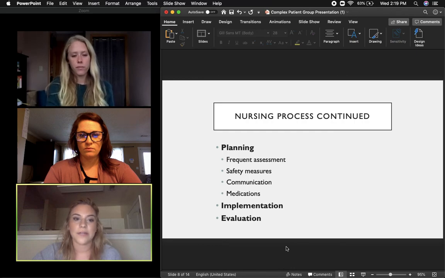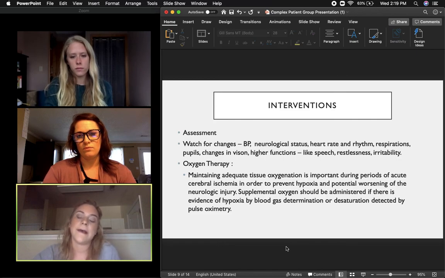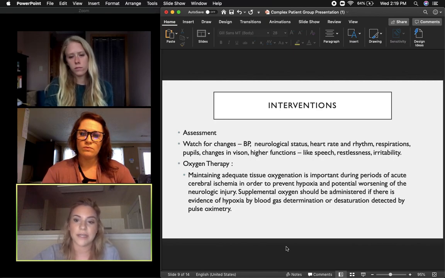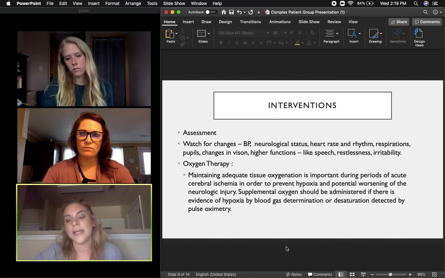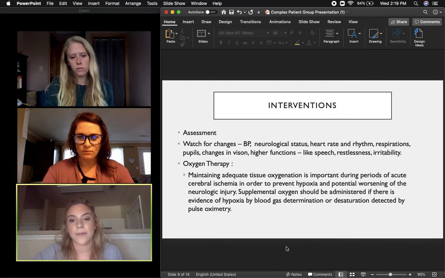Again, we're going to talk about interventions. So one more time, assessment, and just making sure we are not forgetting about those constant assessments. We're going to watch for changes in blood pressure, in neurologic status, in heart rate and rhythm. We're going to look for their respiratory rate, any changes in their pupils or in their vision. And then we're going to look at their higher functions like speech, restlessness, irritability. Changes in these things might indicate bigger issues.